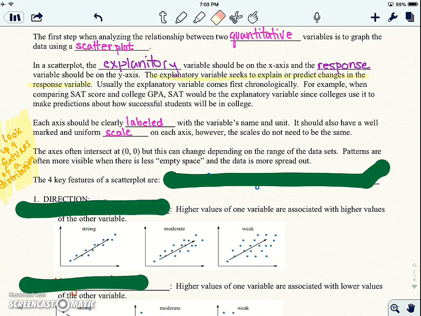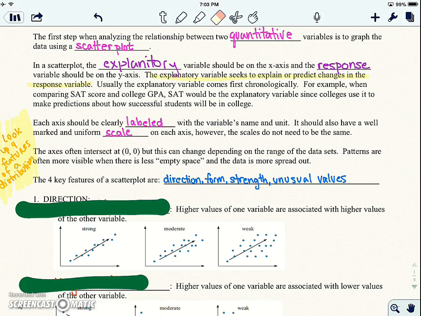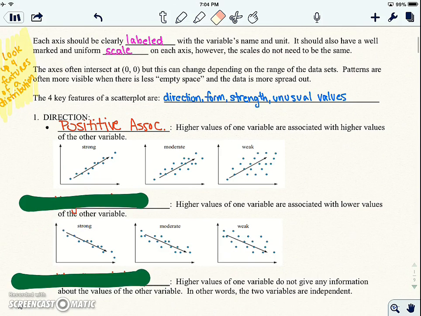Alright, but the new thing is there are also 4 key features of a scatter plot, and they are direction, form, strength, and unusual values. Okay, number 1 for direction, there is a positive association, i.e. higher values of one variable are associated with higher values of another.